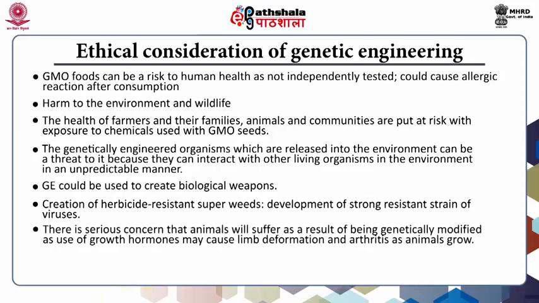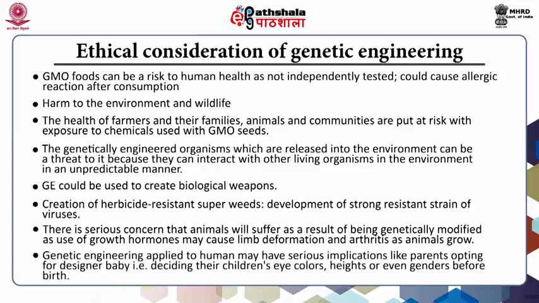There is a serious concern that animals will suffer as a result of being genetically modified, as use of growth hormones may cause limb deformation and arthritis as animals grow. Genetic engineering applied to humans may have serious implications like parents opting for designer babies, that is, deciding their children's eye color, height or even gender before birth. Another concern is that if tests are carried out for genetic diseases on unborn babies, it could lead to abortion if a disease is shown to be present.